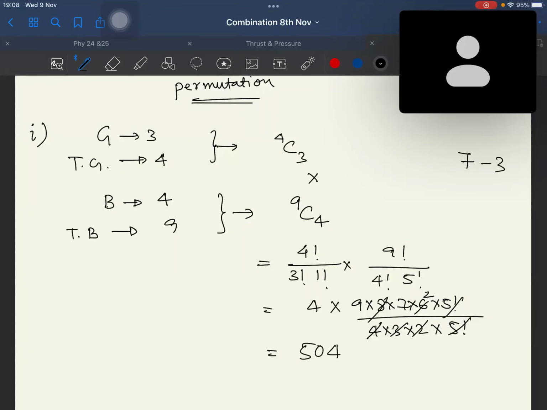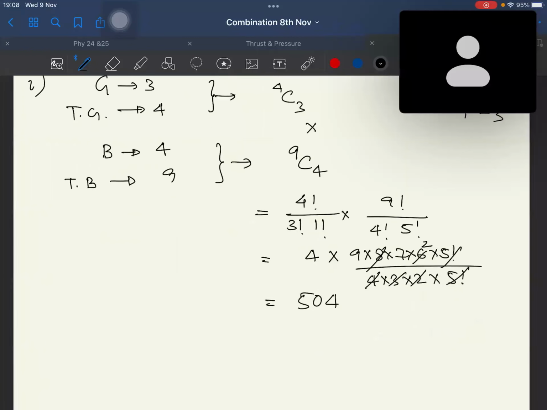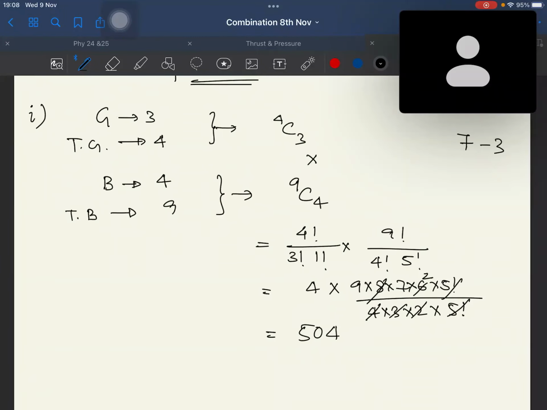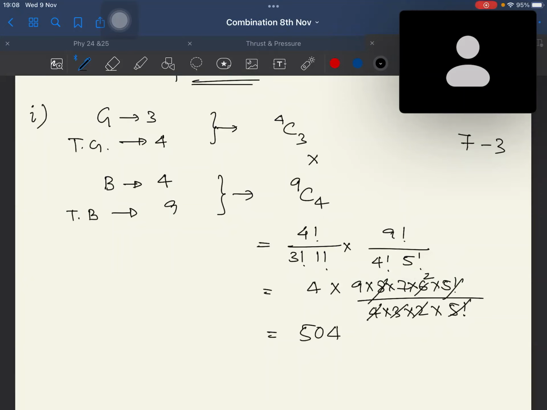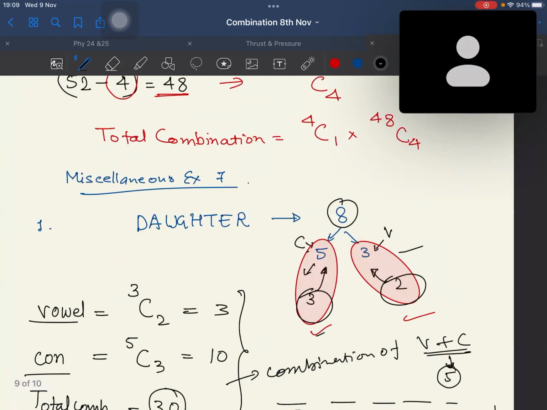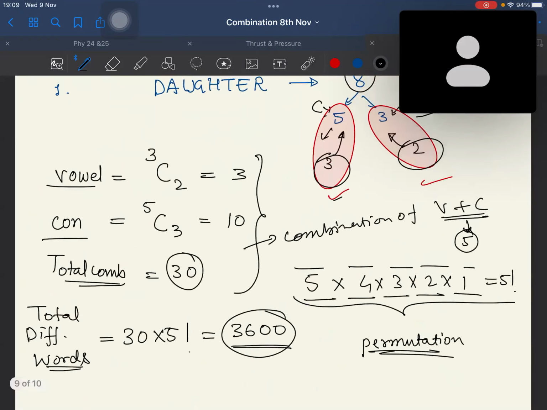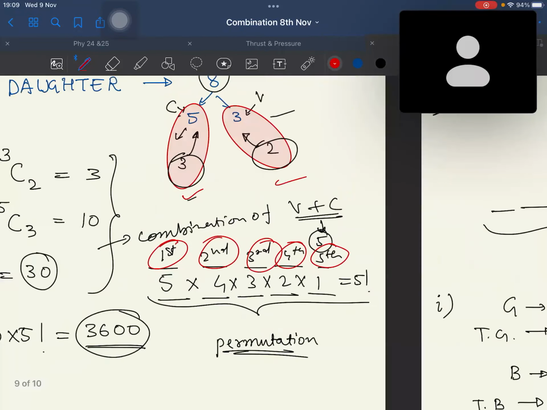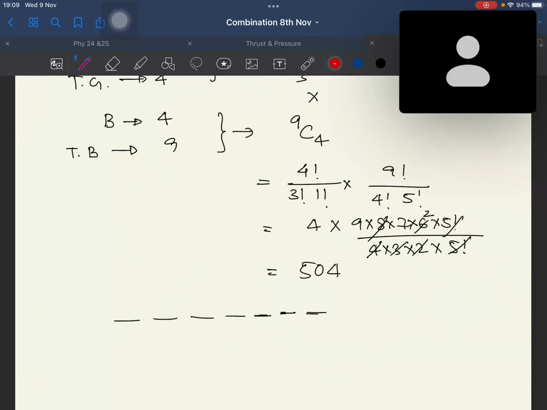Now, what's the difference between this problem and the previous problem that we solved? Why are we not doing permutation here? Okay, so this is the answer, right? 504 combinations are possible. Now tell me why we are not arranging them in 7 different positions, and why we arranged in positions in the previous problem. Why did we fill these 5 positions, first, second, third, fourth, fifth? We filled these positions, but here we are not doing the same. Read the question, you will get it.